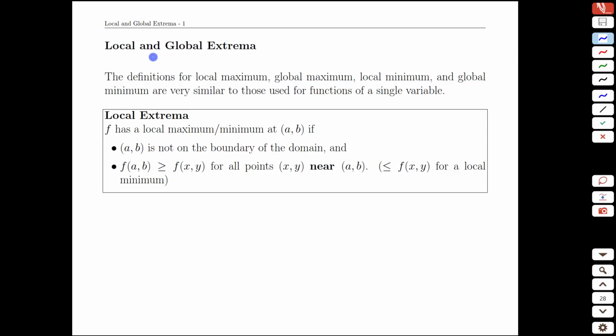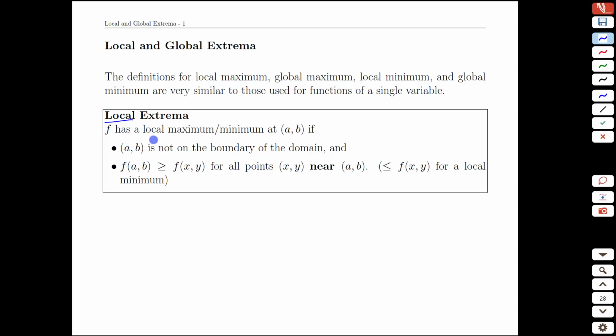In this video, we're going to begin one of the last major topics of the course, which is optimization in multivariate functions. We're going to start by distinguishing between local and global extrema. Fortunately, what we're going to see is similar to what we had in single variable calculus.